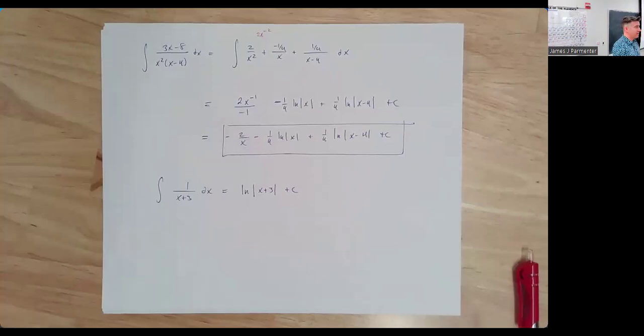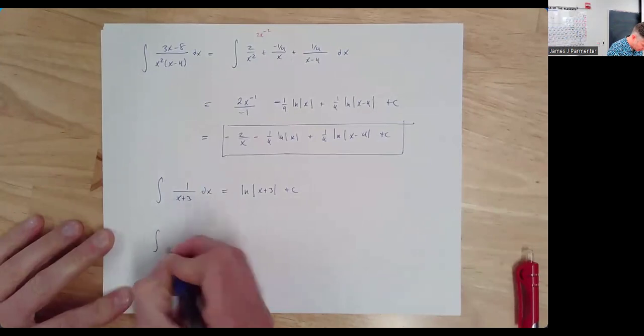It should be the natural log of the absolute value of x plus 3, because the derivative of the natural log of x plus 3 is 1 over x plus 3 times the derivative of x plus 3, which is 1. Right, there's technically a chain rule there, but the thing you multiply by is the derivative of x plus 3, and the derivative of x plus 3 is 1 plus 0. Okay, one more, and then I'll take questions.